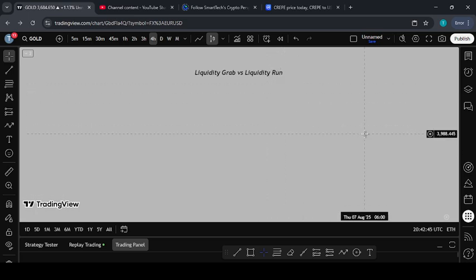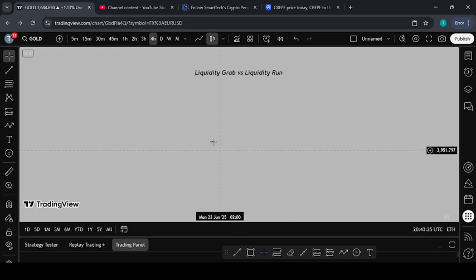Remember, our basic SMC is all about liquidity. Liquidity is the fuel that makes a move. Before price takes a move, or while price is moving, price is always hunting for liquidity, looking for liquidity to sweep. A liquidity grab is just a liquidity sweep that quickly reverses, while a liquidity run is also a liquidity sweep that does not reverse but continues.